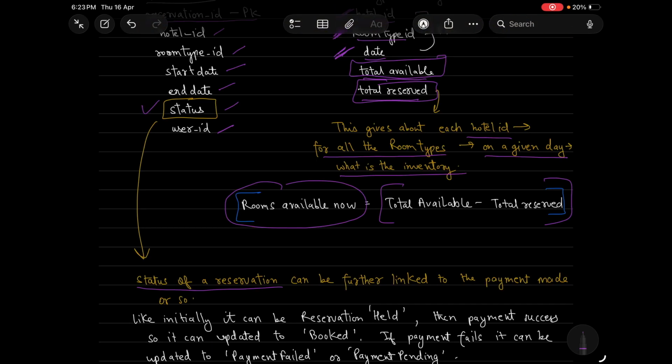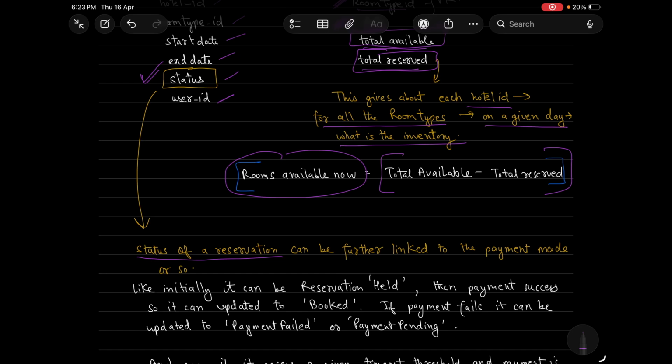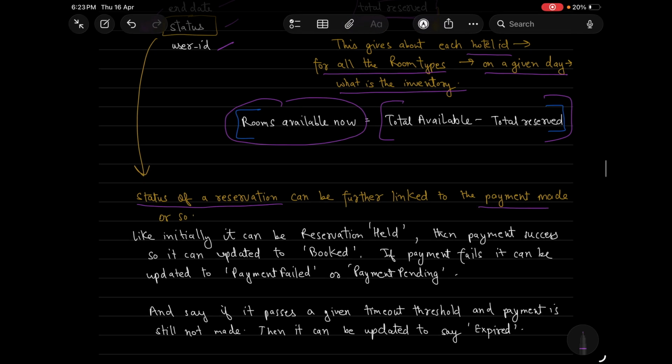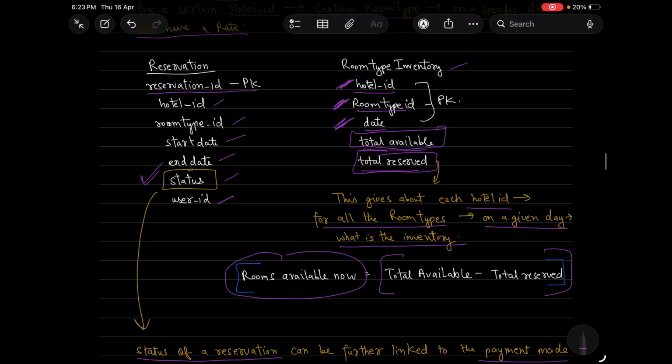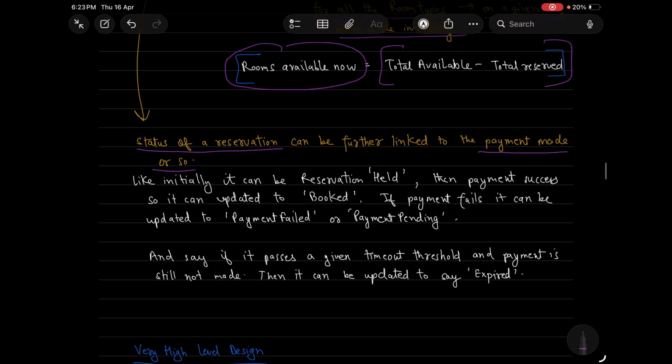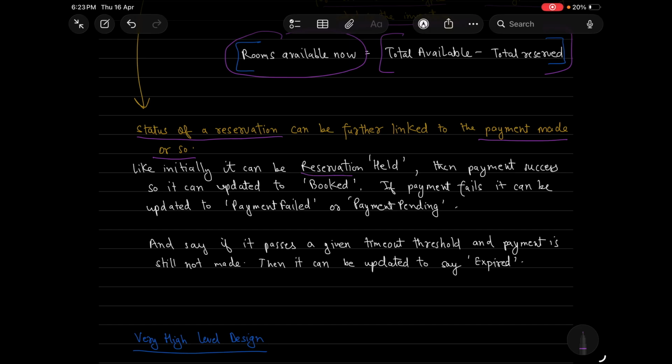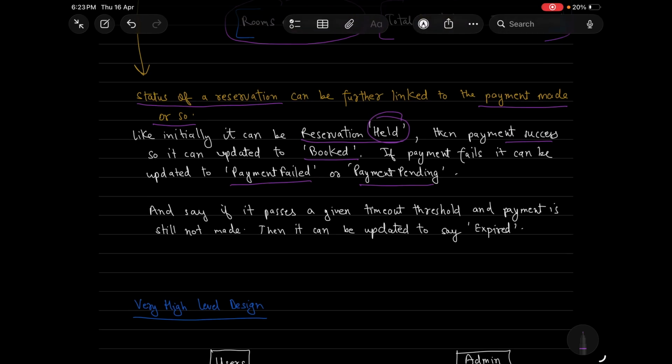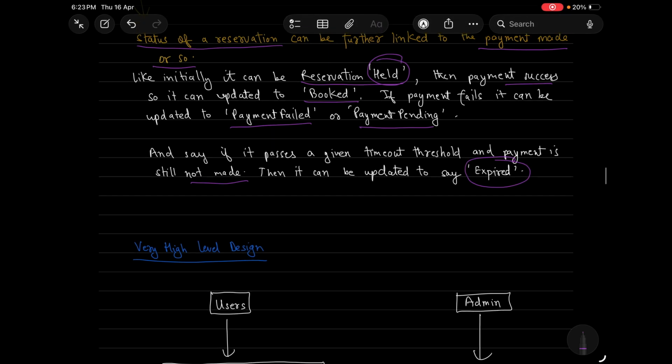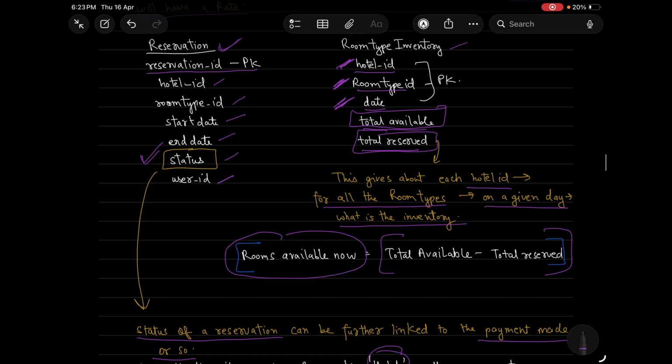Okay, so coming back to our status of a reservation, it can be further linked to the payment made for that reservation. So we can link the status field to that. Initially it can be reservation held, then if payment succeeds, it can be updated to booked. If payment fails, it can be updated to payment failed or payment pending, etc. And say if it passes a given timeout threshold and payment is still not made, then it can be updated to say expired or something. So this status field can be handled for that specific reservation the user has made.